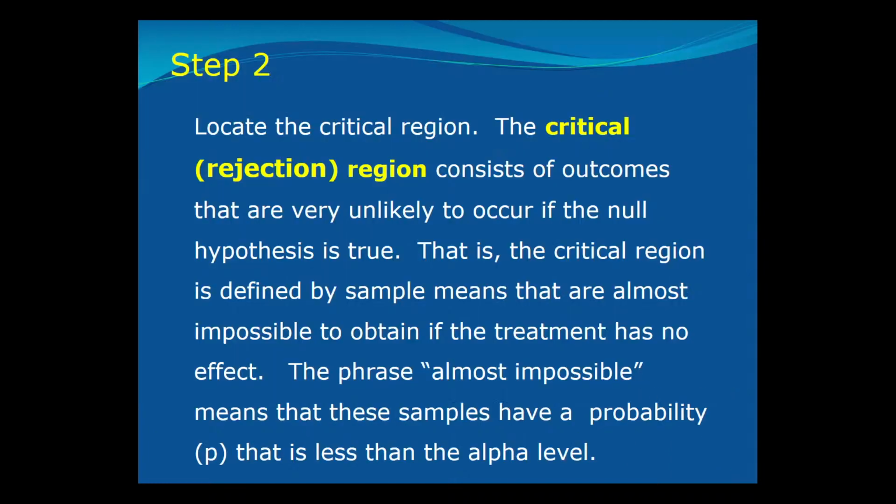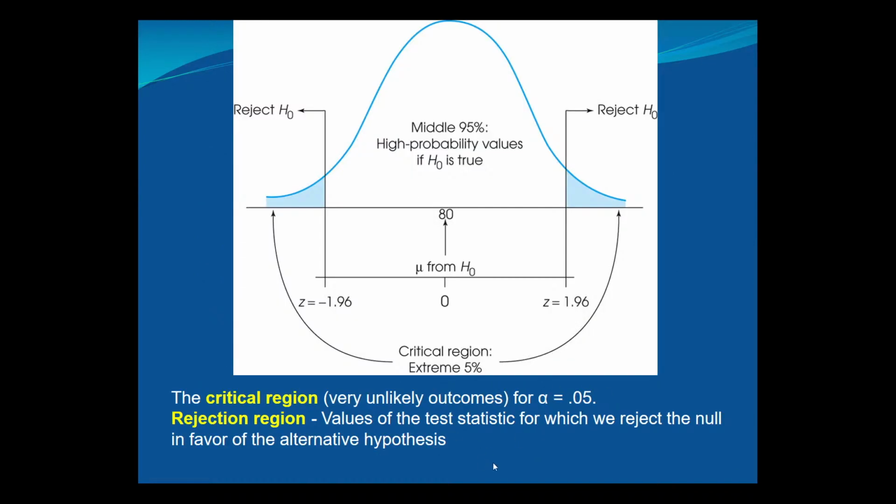So after we set up the alpha level, we need to locate the critical region. The critical or rejection region consists of outcomes that are very unlikely to occur if the null hypothesis is true. The critical region is defined by sample means that are almost impossible to obtain if the treatment has no effect. The statement almost impossible means that these samples have a probability p that is less than the alpha level.